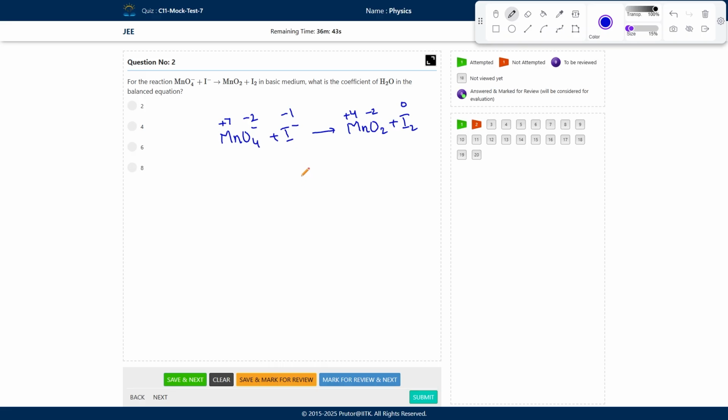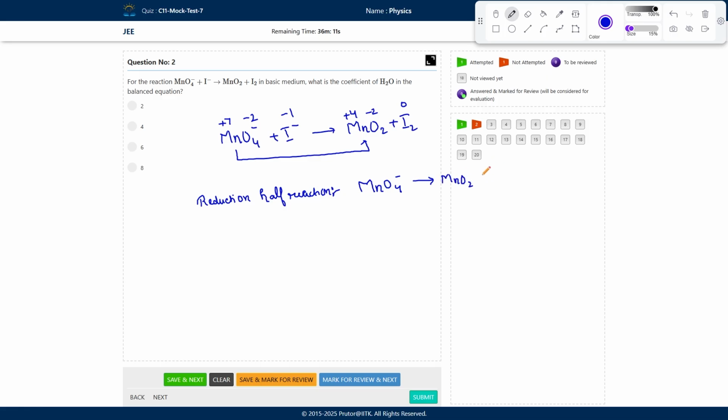If you look for the oxidation and reduction reactions, this is the reduction half reaction where your manganese is going from plus 7 to plus 4. So this is your reduction half reaction. Okay, so MnO4 minus going on to MnO2.